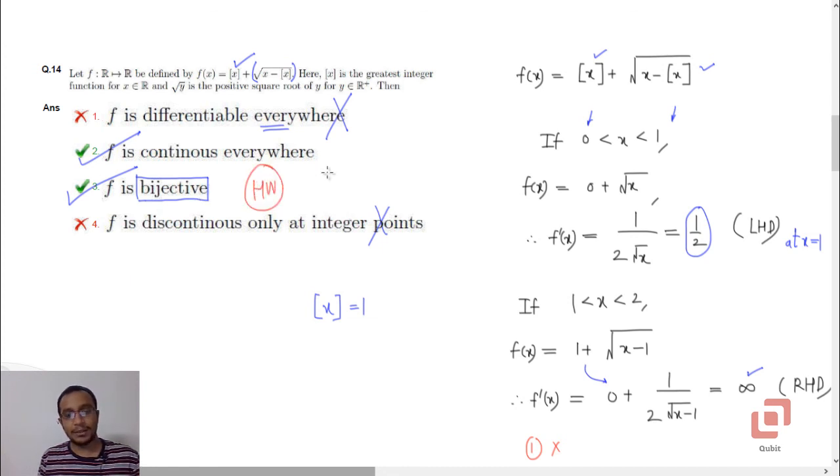Because it is both 1 1 and onto, the inverse exists, so you can define the inverse of this function for yourself, and you can comment your answer below the video.